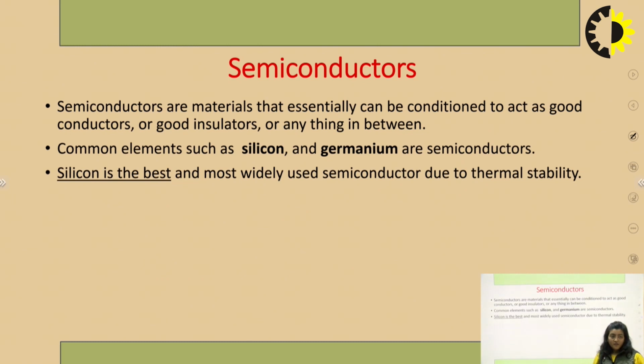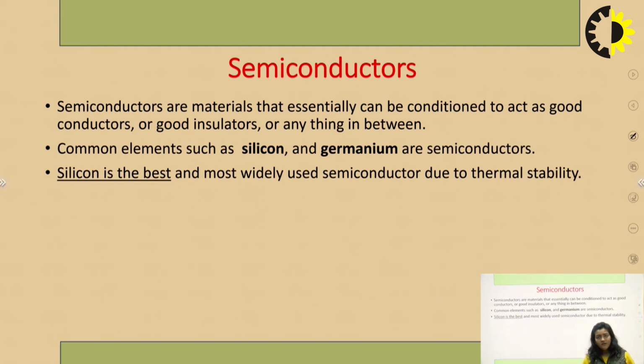Then we have come to our very new category of material, which is semiconductor. Now, semiconductors are the materials that are essentially conditioned as a good conductor or a good insulator, depending upon what condition you are applying.